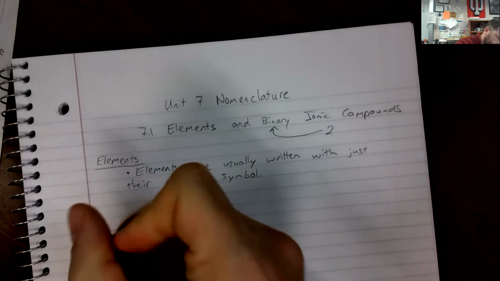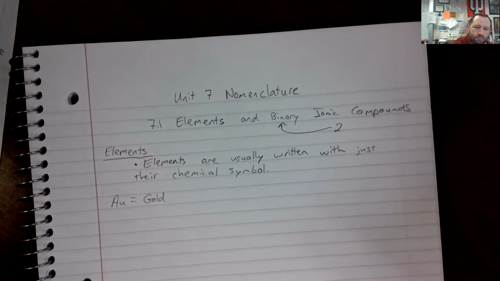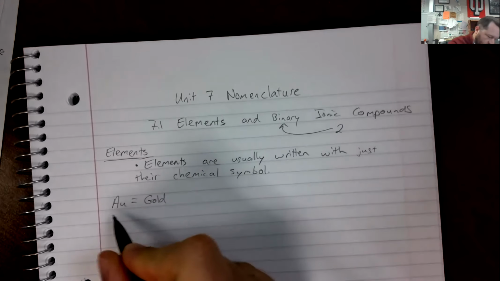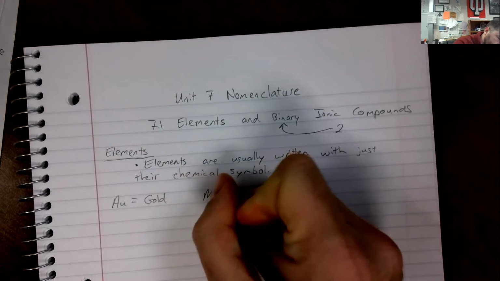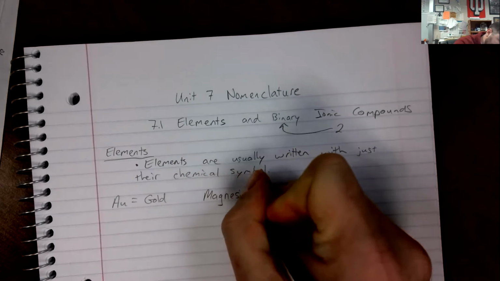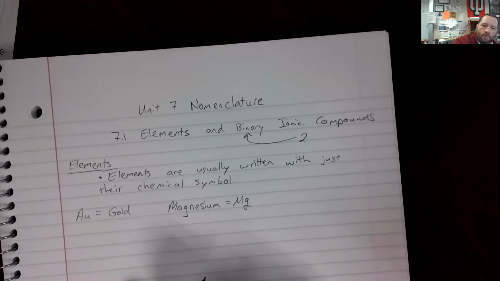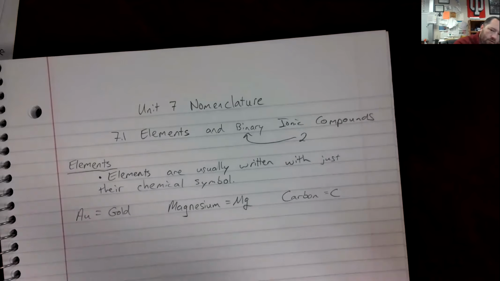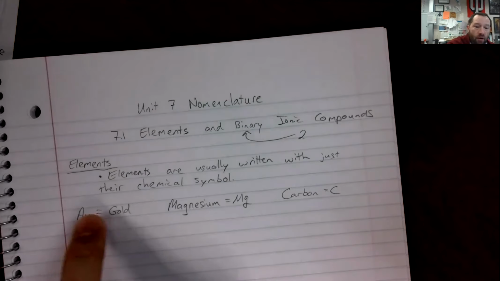So again, as examples, if you're given elemental gold, you just write Au. That doesn't save you a whole lot of room. You're still writing two letters as opposed to four, but for longer ones, such as magnesium, it's quite a shortcut just to write Mg. For carbon, just write C. Whenever you have two letters, the first one must be capitalized. The second letter must be lowercase.